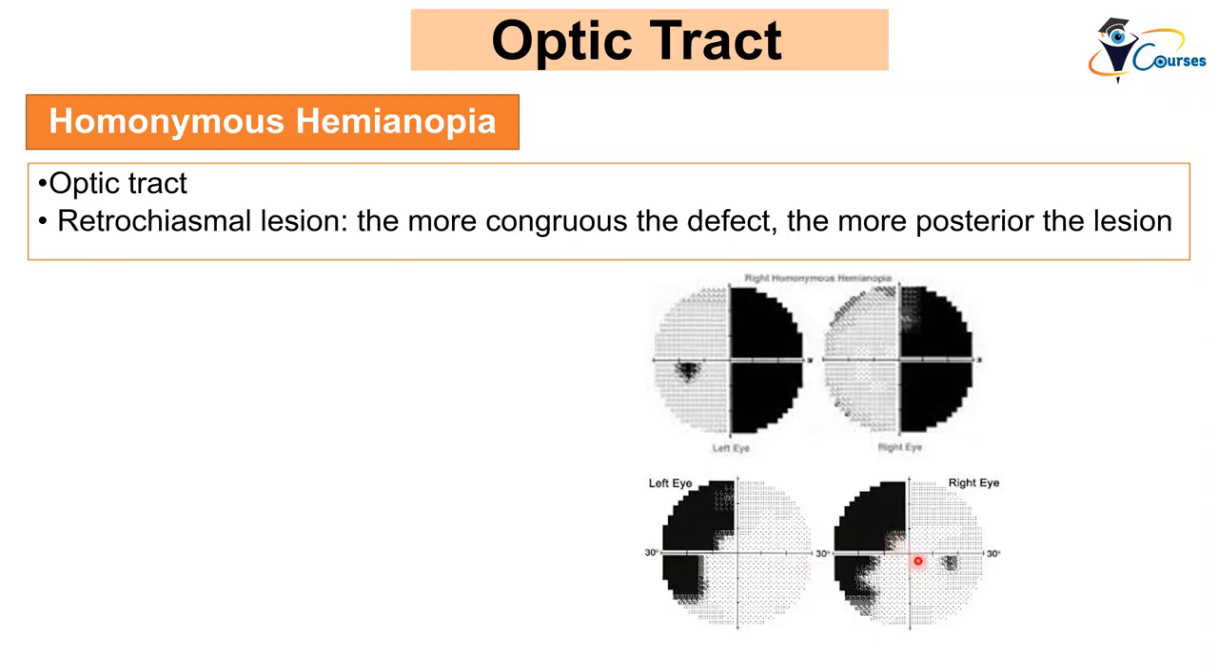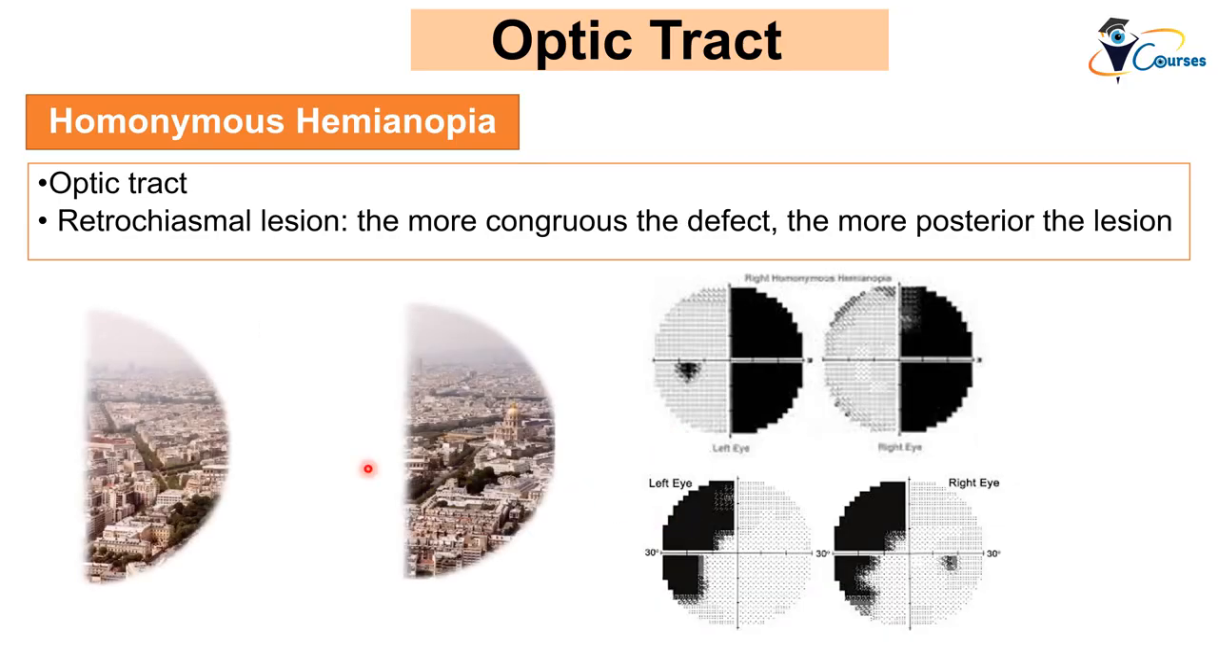But check this patient. This patient has left homonymous hemianopia. However, the defect is not symmetrical. It is not identical, so it is more incongruous. Incongruous means that the defects are not similar or don't follow the same pattern or shape, density and location of the scotoma. So this means that the lesion is more anterior. Okay. So you can see this patient has left homonymous hemianopia. He cannot see the left hemifield of both eyes.